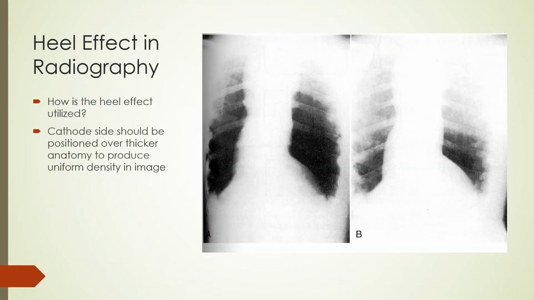Here is an application of the Hill effect in general radiography. The second image shows a more uniform chest image obtained from placing the cathode side over the thicker anatomy. So this means the image is taken with the cathode end of the X-ray tube down.